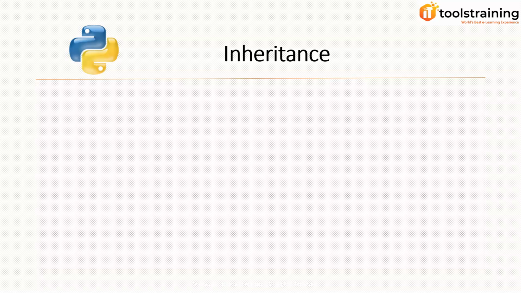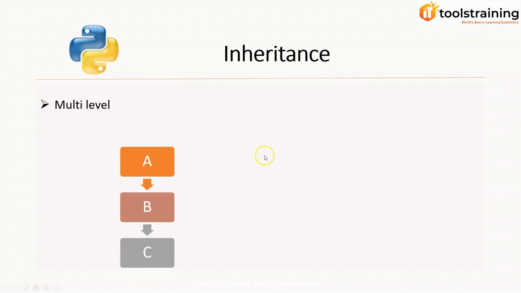Now, in inheritance, there are two types. The first one is multi-level. That is, if I have class A and class B is its child class. Okay, first of all, class A can be called the parent class, base class or super class. Class B will be called the child class, subclass or derived class. So in multi-level, class A is your super class, class B is the subclass, and this is your derived class, class C. Or you can also call class A base class 2, class B base class 1 and C the derived class.